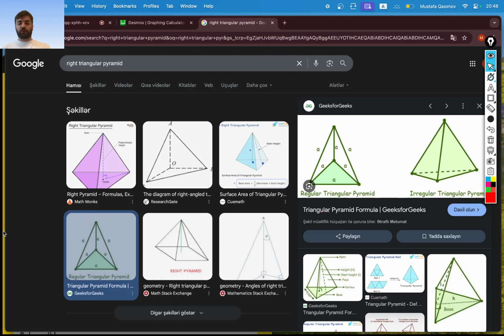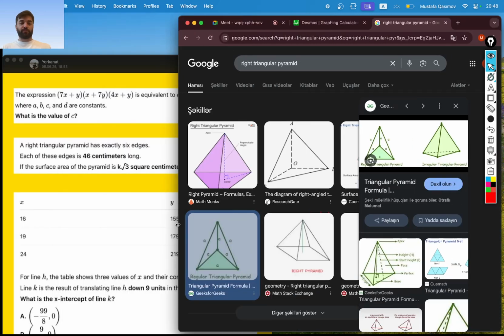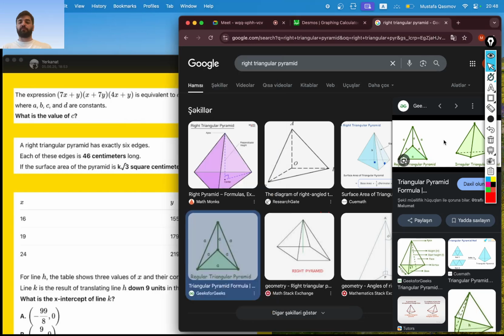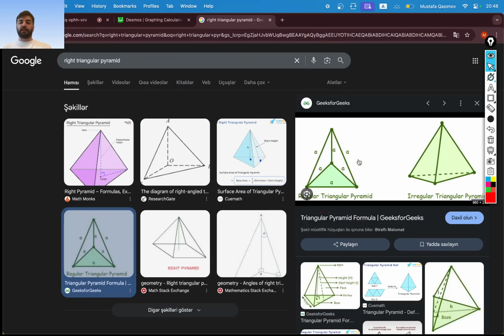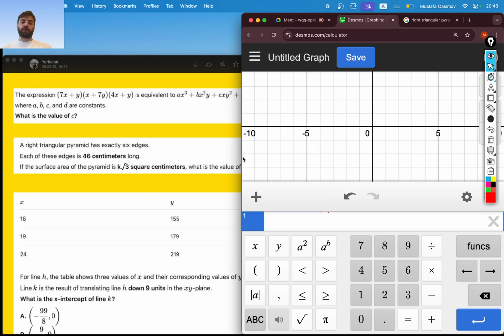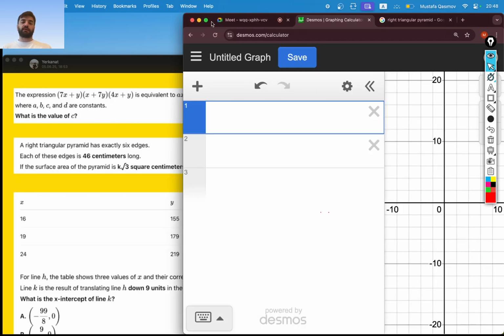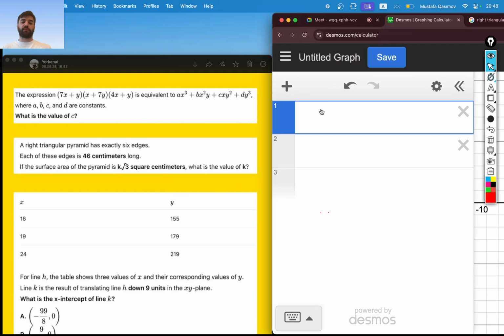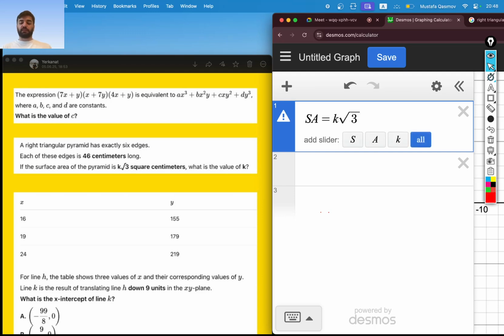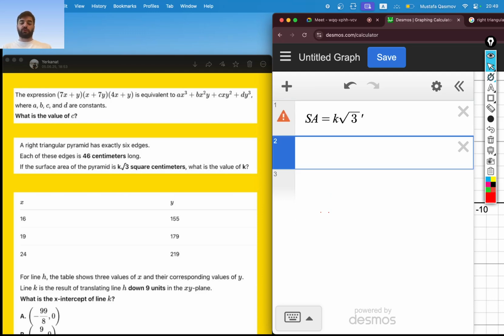And in this question, it says each of these edges is equal to 46 centimeters. So it means that this a, which you see here, all of them is equal to 46. So now we have to think like this. It asks about surface area. The surface area is equal to k square root of 3. And we know that the surface area is actually equal to 4 triangles.